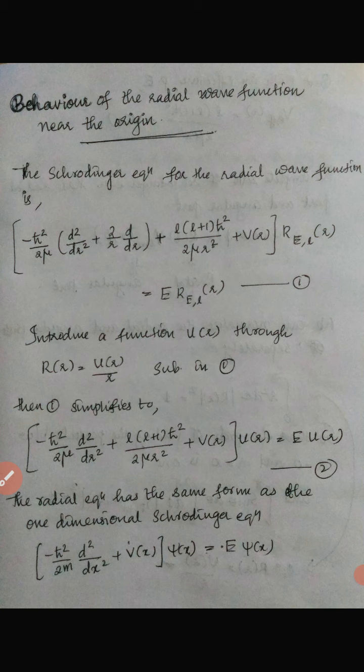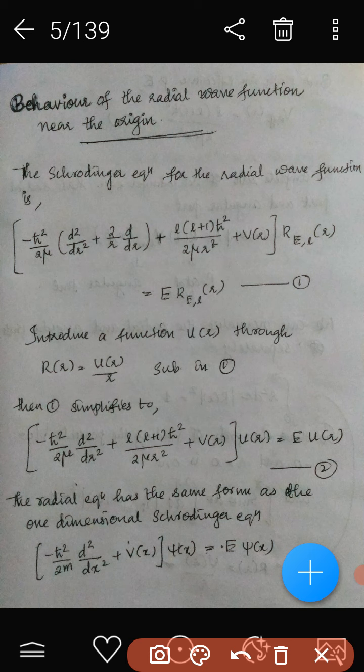And the Schrodinger equation for the radial wave function is equation number 1, that is, minus h cross square by 2 mu, d square by dr square plus 2 by r d by dr, plus L into L plus 1 h cross square by 2 mu r square, plus V of r, into R is equal to E R, where R is the radial wave function. We are introducing a function u(r) through R is equal to u by r, and we can substitute this in equation number 1. Then the equation becomes equation number 2.